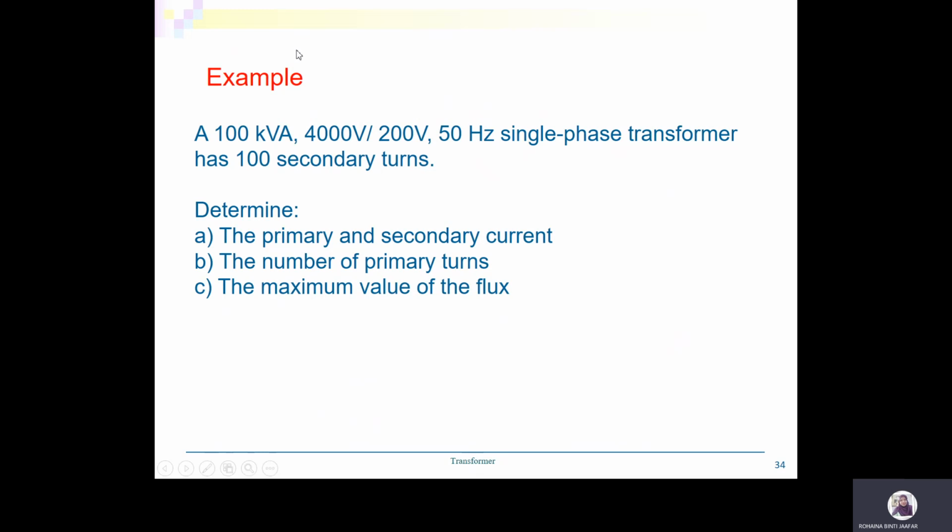So example 1, a 100 kVA, 4000 volt over 200 volt with frequency 50 Hz, single phase transformer has 100 secondary turns. Determine the primary and secondary current. So first of all, you have to identify the information given. So 100 kVA is your S.